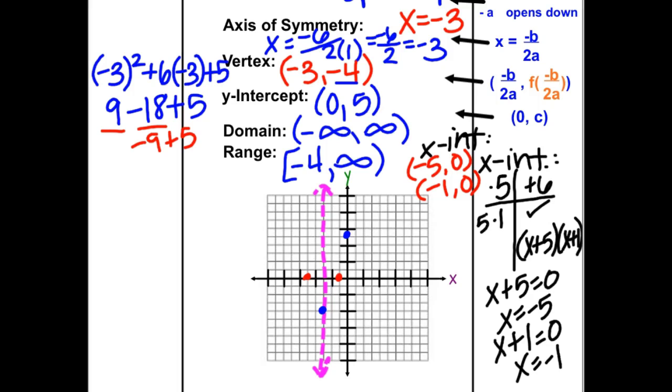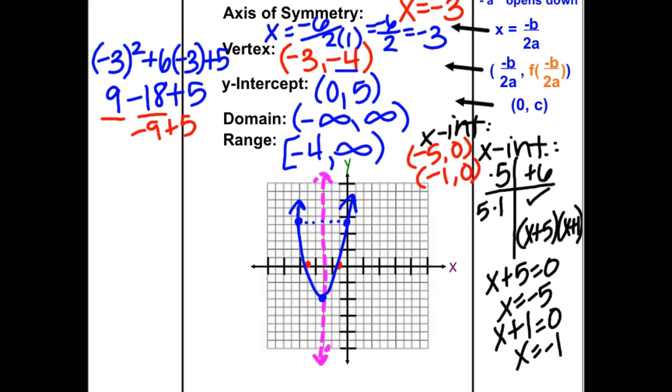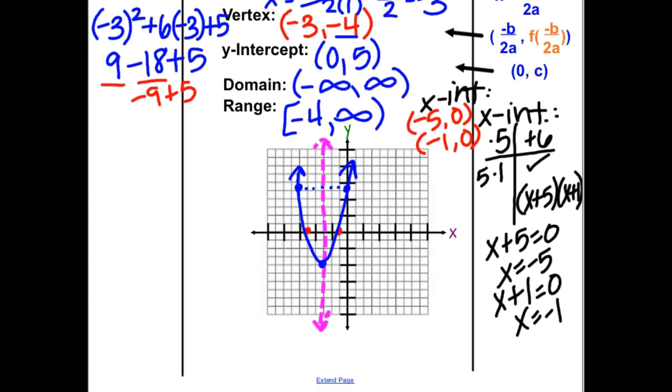It is 3 units from the axis of symmetry, so we need to go 3 units the other way and plot our point. And then we have our points to be able to make our parabola. Make sure you make it nice and round at the vertex. So that's all there is to it.